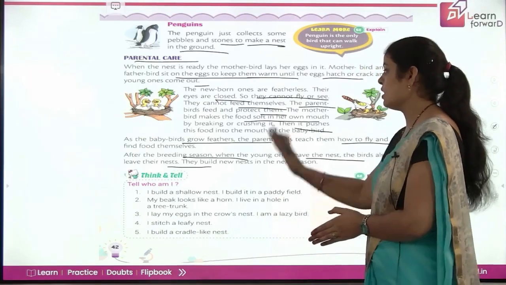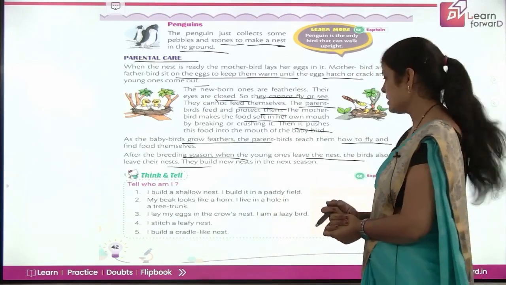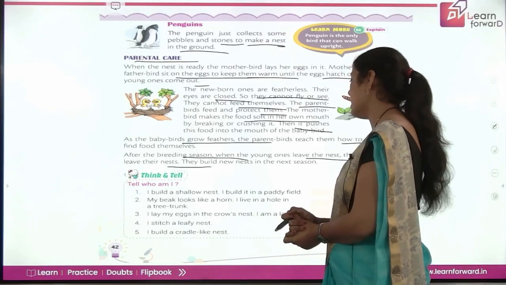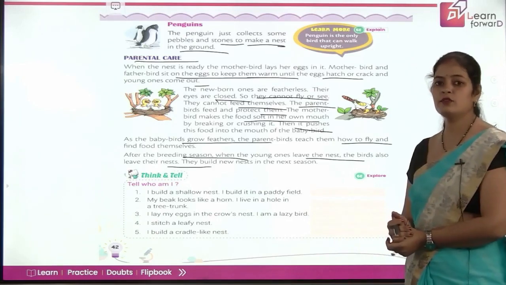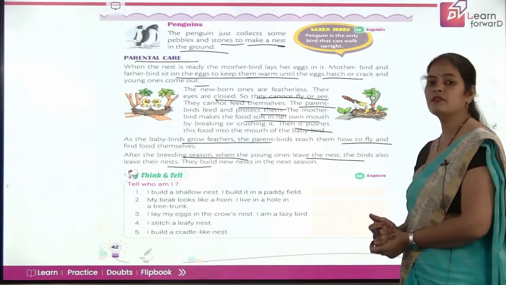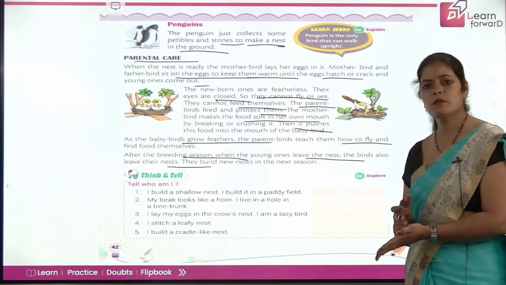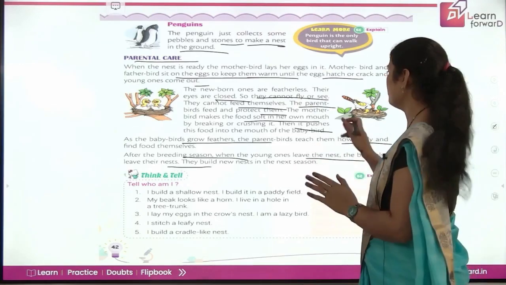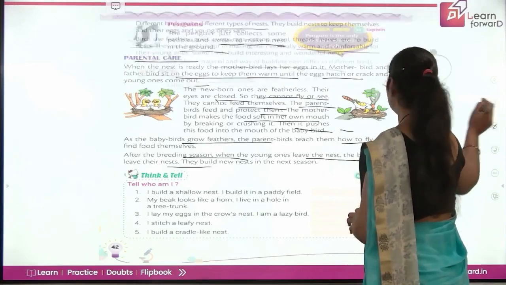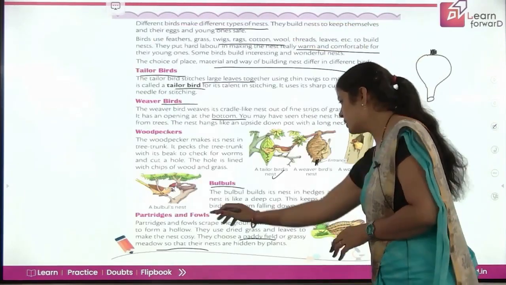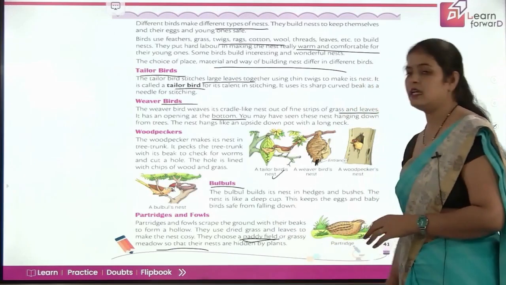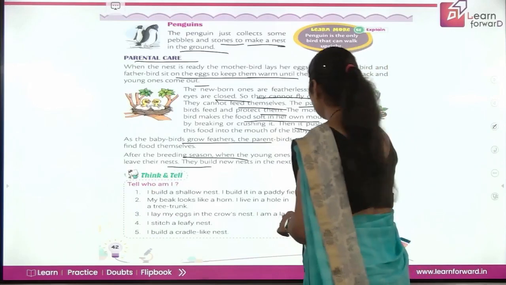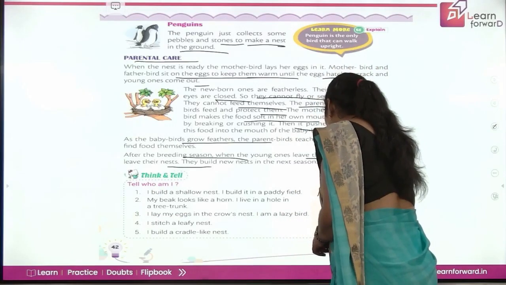So now next you have to think and tell the answer. The first one is, I built a shallow nest. I built it in a paddy field. You have to remember this, because you have covered many things in this chapter: different types of beaks, different types of feet, different types of nests. So which bird uses a paddy field to make its nest? Partridges and fowl. You can write any one. I am writing fowl over here.